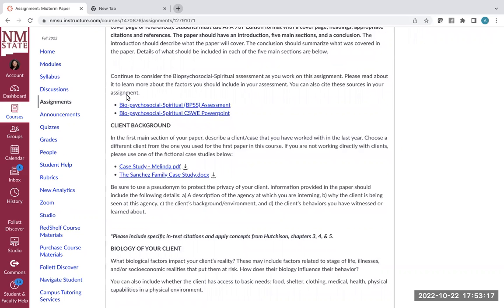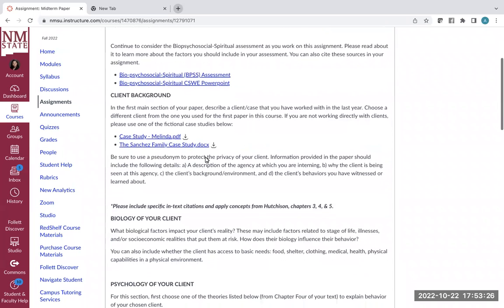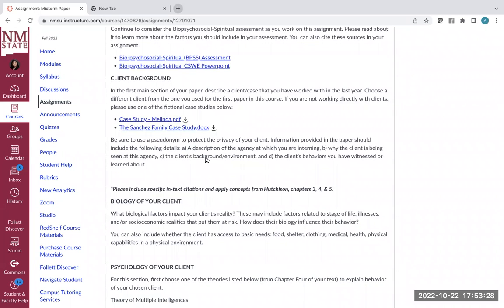I updated the model with links to different resources here. But basically those resources are also described within each of the sections.